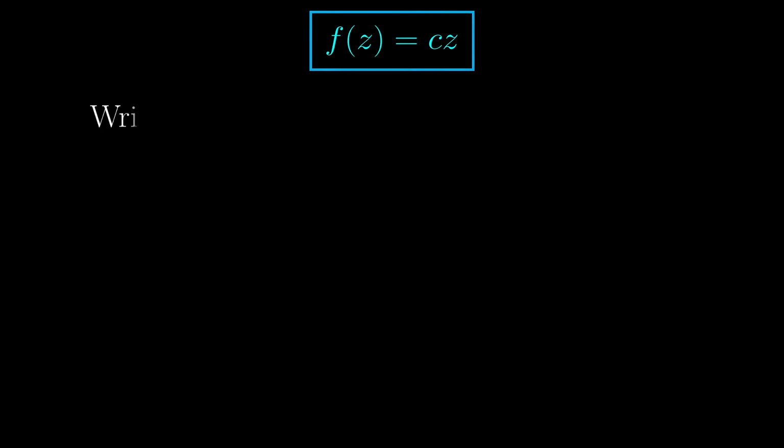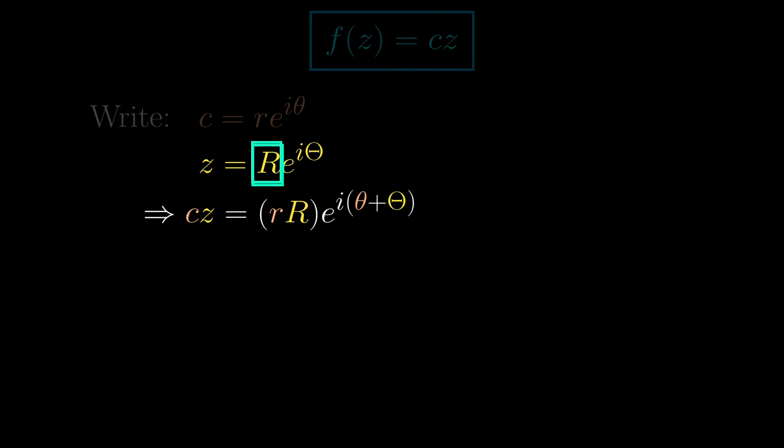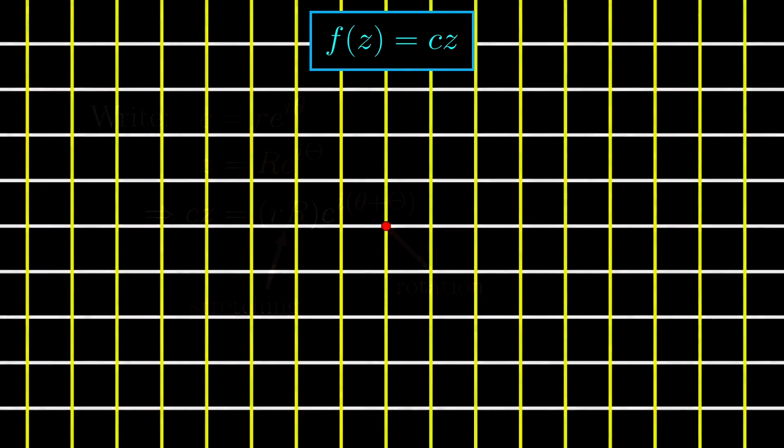If we write c and z in their polar forms, then the result looks somewhat like this. And notice that the modulus changes by a factor of little r, which corresponds to a stretching, and the argument increases by little theta, which corresponds to a rotation. So every complex number is stretched and rotated by the same constant amount. But there is one more observation to make.